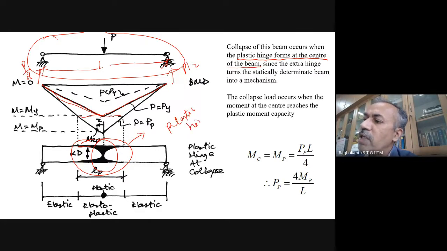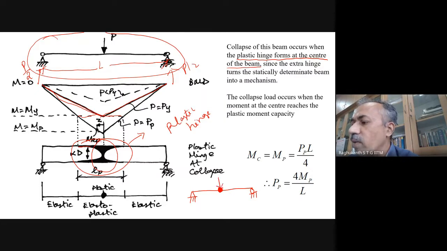Now what happens when the hinge is formed? Once the hinge is formed, what will happen to this beam? It is like a simply supported beam, and you already have hinges at the supports. Now here also you have a hinge. What happens to this beam when you apply a load? Will it be able to take this load?